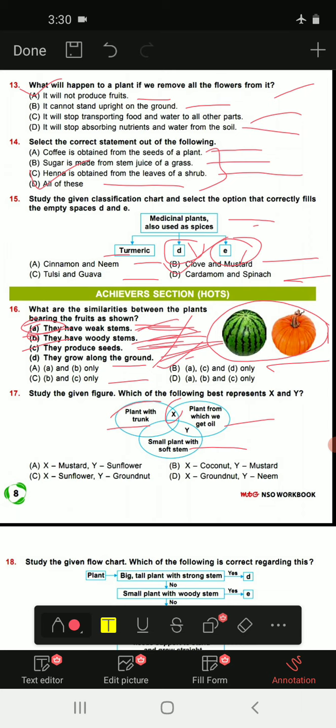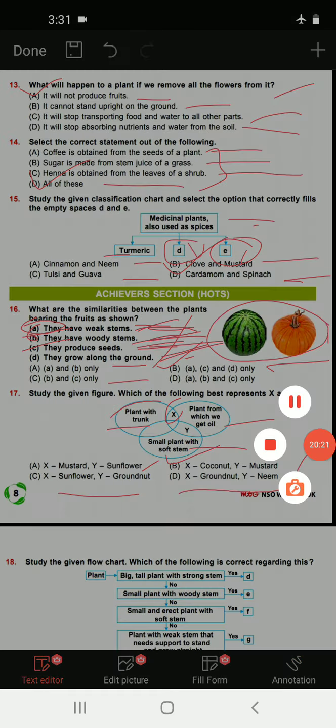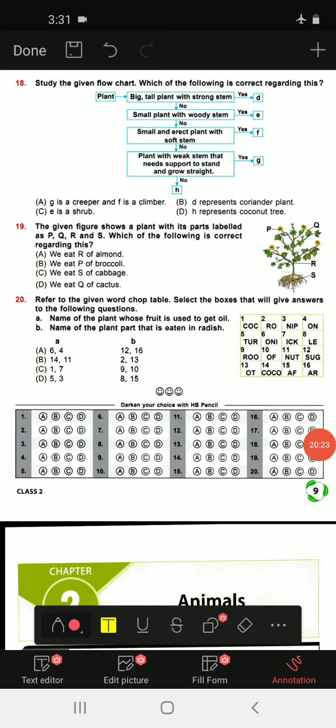So option A, X is mustard and Y is sunflower. Option B, X coconut, Y mustard. Option C, X sunflower, Y groundnut. And option D is X groundnut, Y neem. Which option is correct? Option B, that is X coconut and Y is mustard.